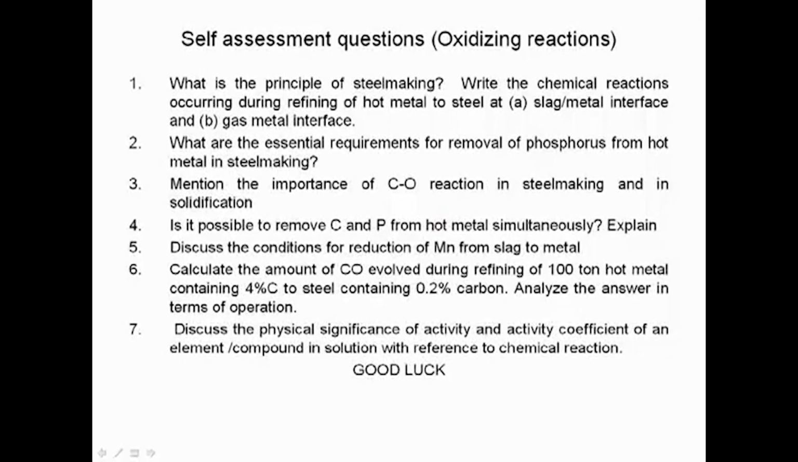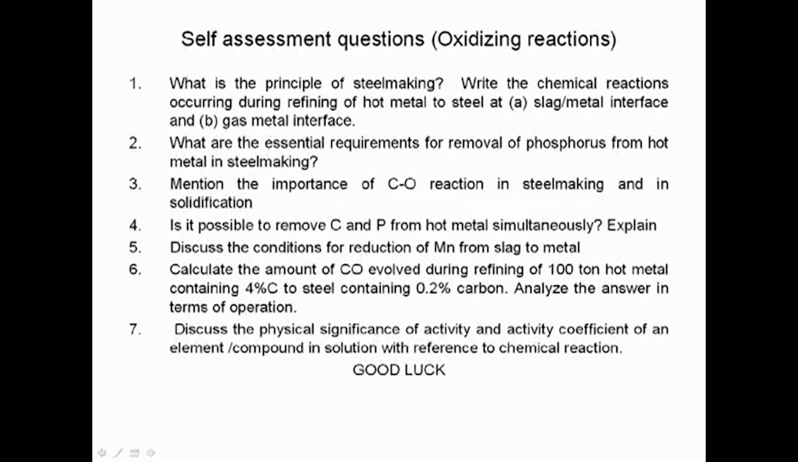Now, I will give you the references and the questions for self assessment. Here are some questions for your self assessment on the oxidizing reactions. What is the principle of steel making? Write the chemical reactions occurring during refining of hot metal to steel at the slag metal interface and gas metal interface. Already I have given. Second, what are the essential requirements for removal of phosphorus from hot metal in steel making? Right now we have discussed. Mention the importance of the CO reaction in steel making and in solidification. Both things I have discussed.